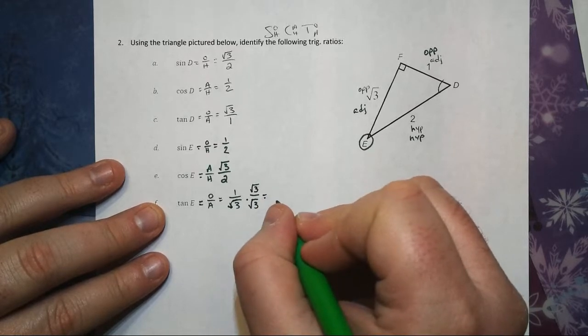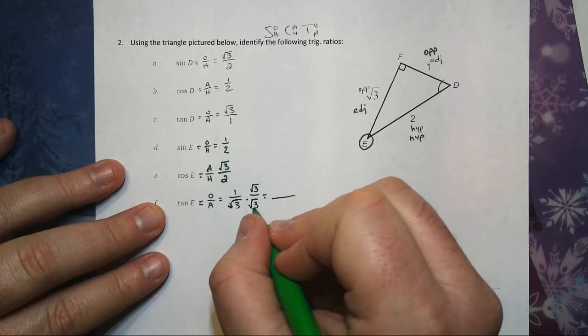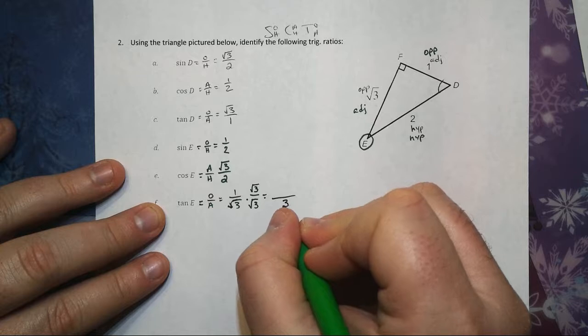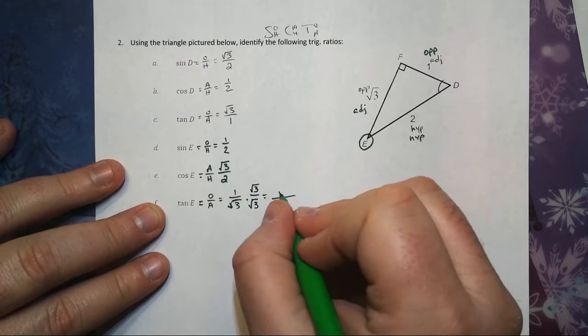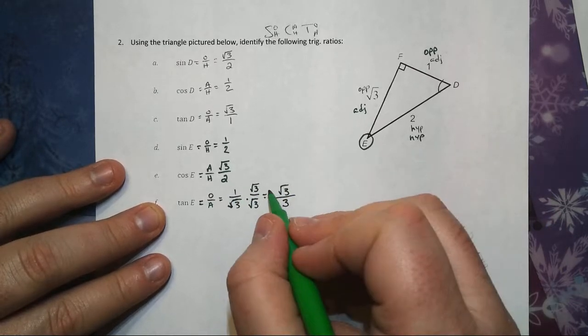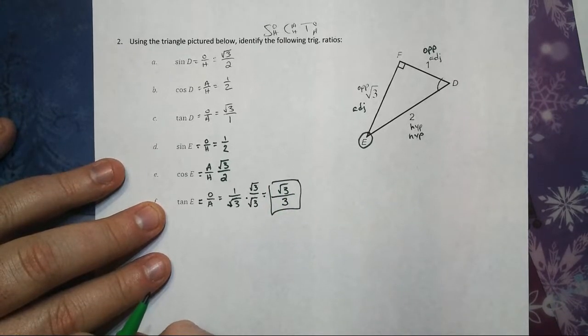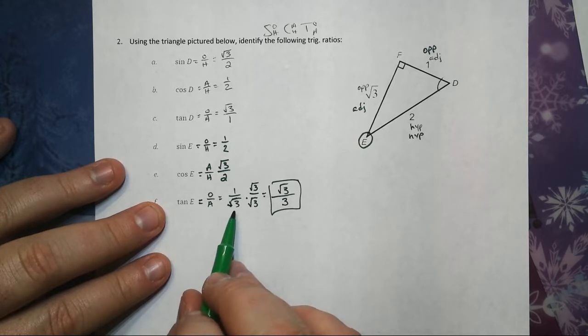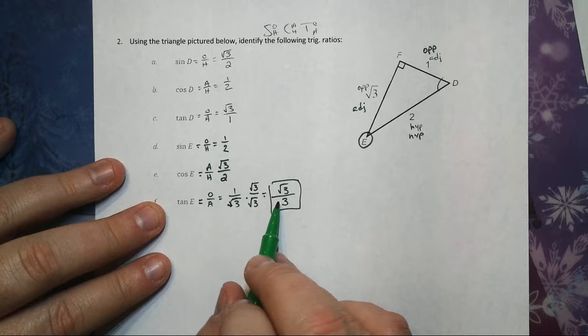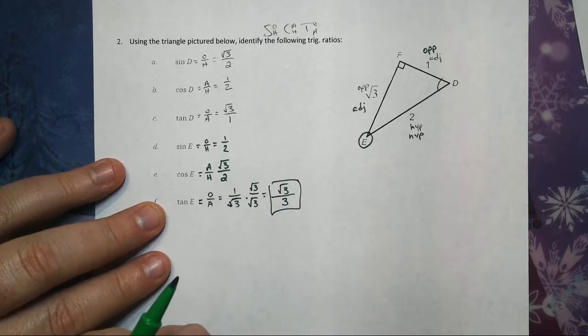So radical 3 times radical 3, remember, any radical times itself is just the number inside, which is 3. And then we get 1 times radical 3, which is radical 3. So this is technically radical 3 over 3. If you got that one, awesome, you crushed it. If you got this, that's great. You're recognizing your ratios, and this is just the rationalizing part, which is just a little extra.